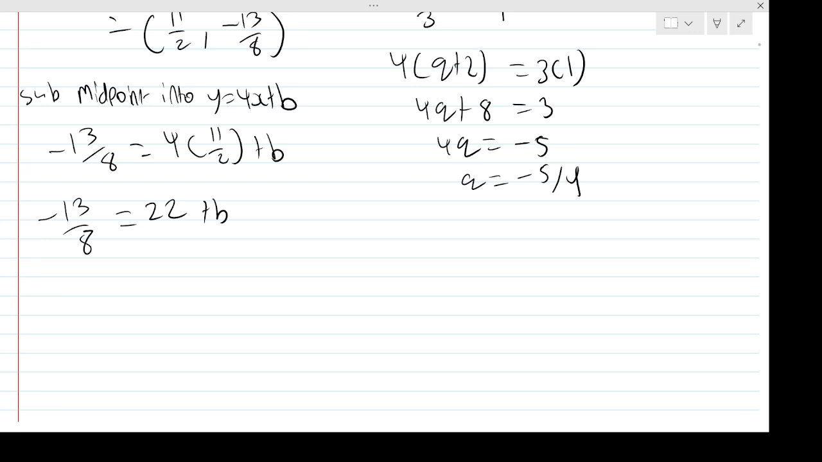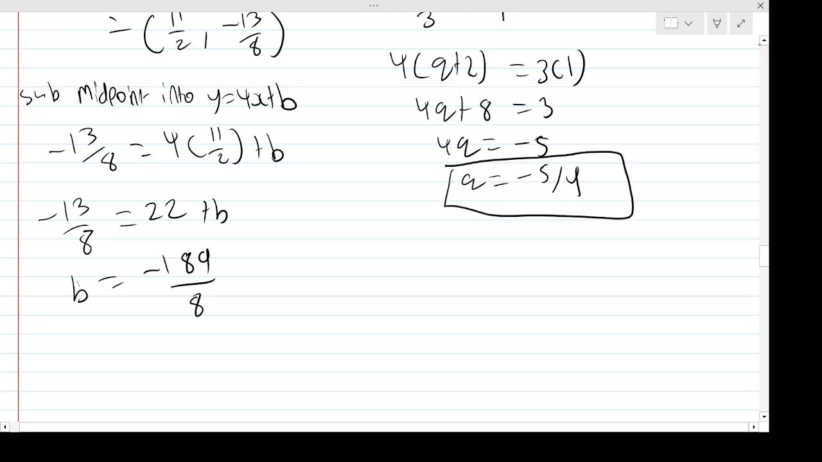Okay, well then b is minus 13 over 8, take away 22. So if we work that out, I should get that b is minus 189 over 8, sorry. There we are. So we've got our values of q then and b. Great.